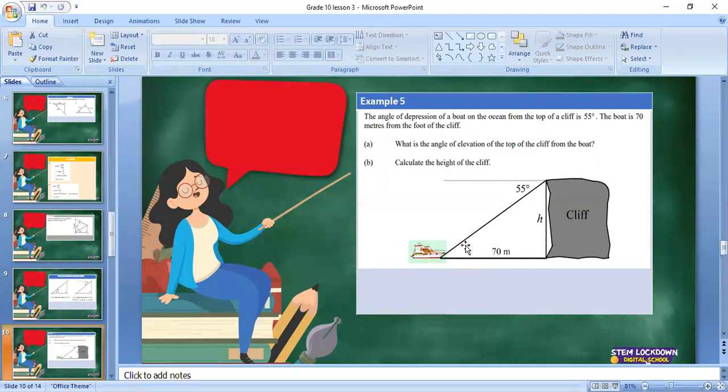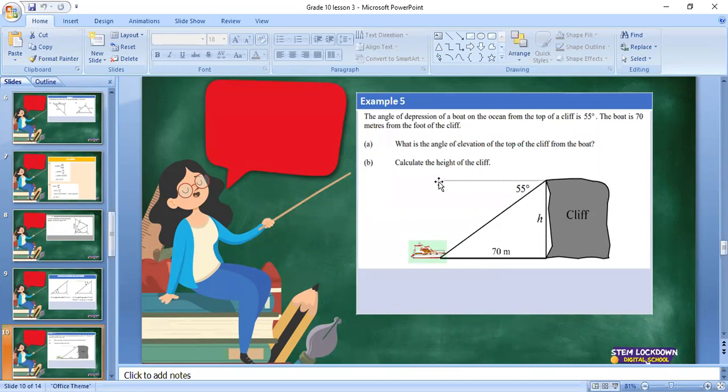So that would be what? The same, 55 degrees. Remember I'm saying this angle is the same as this. So that's simply 55 degrees, the angle of elevation. Meaning for you to see this top, you must go 55 degrees. Because these two lines are alternate angles and they are equal. So basically the answer is 55 degrees. The angle of elevation of the top of the cliff from the boat is 55 degrees.